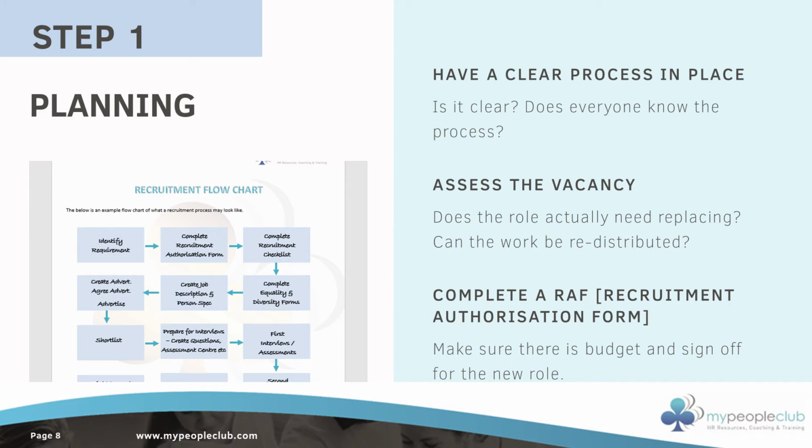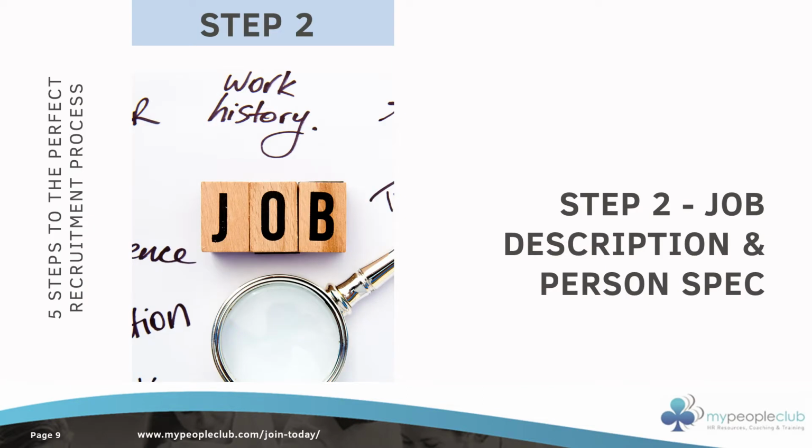And make sure that you have such a form or something similar, or some sort of process that means that everybody is aware of what the budgets are, that the role has been authorised, that there is the budget for that role. And again, it just saves a lot of hassle further down the line. So that's the very first bit that you should look at.